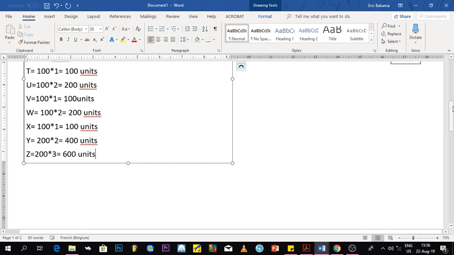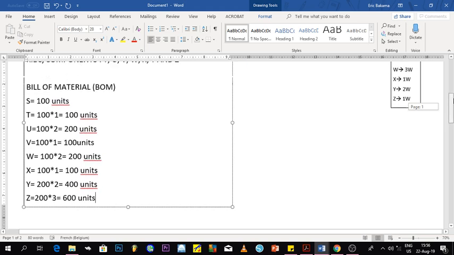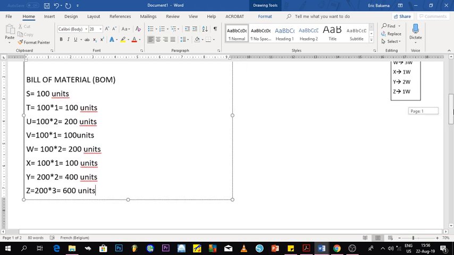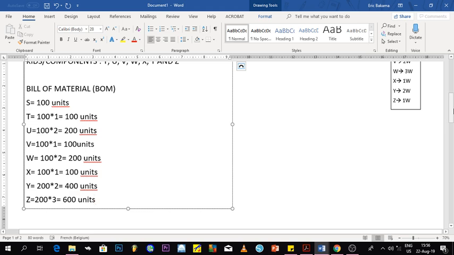Now whatever we got here, it is the bill of material. So it tells us already that if you need to manufacture 100 units of S based on that product structure, you need to have 100 units of T, 200 units of U, 100 units of V, and so on. All these values are based on the product structure.